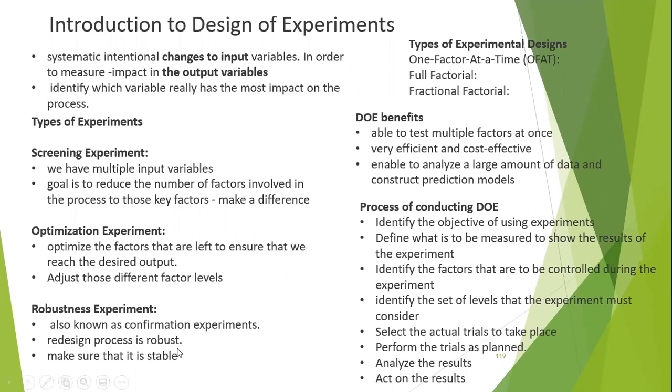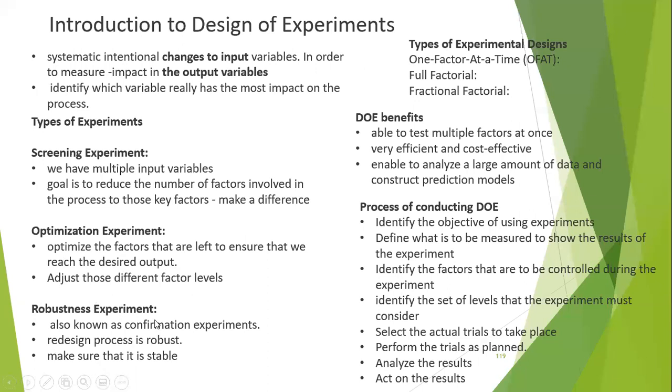Adjust those different factor levels. For example, some of the factors, Medicaid: we know that if they're not going to pay at all, what is the purpose of taking it? We have to ask them to remove that particular account so that the optimization can be reached.